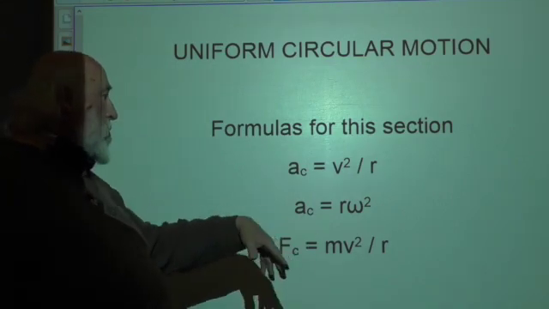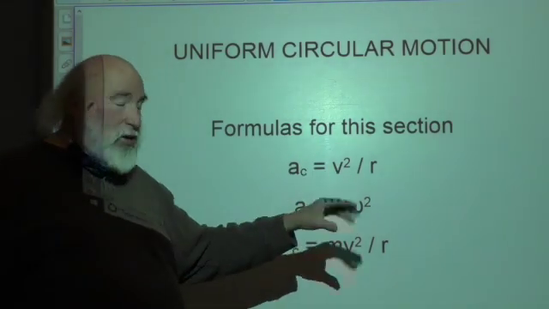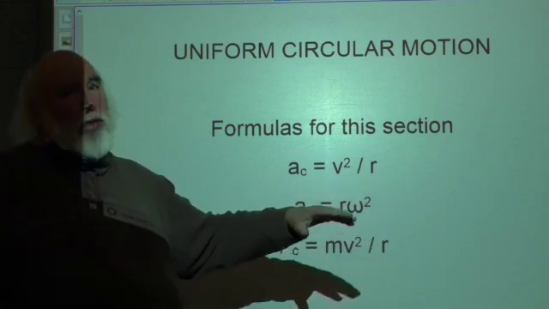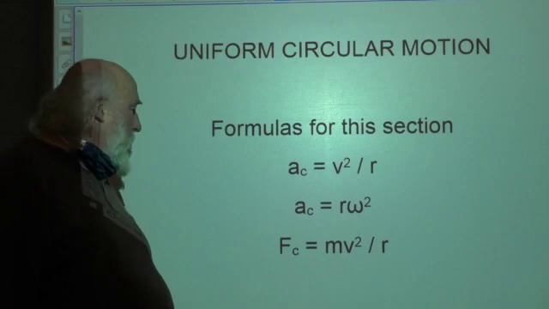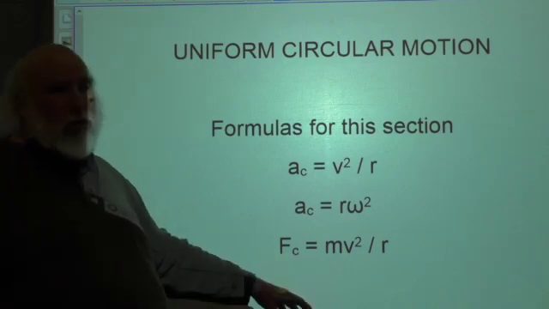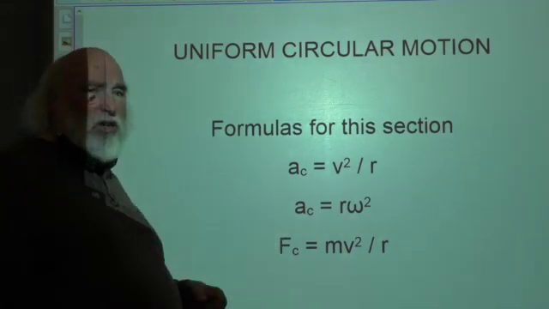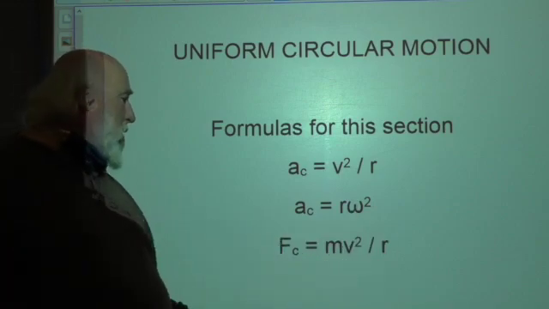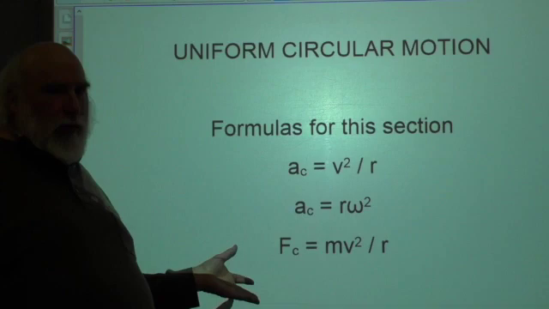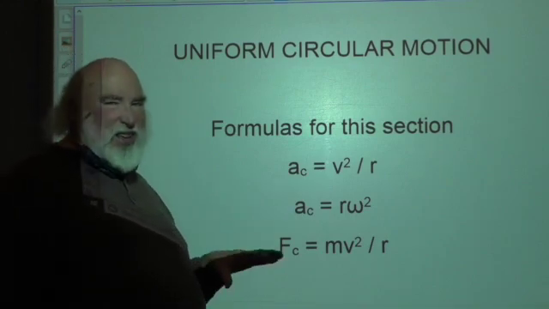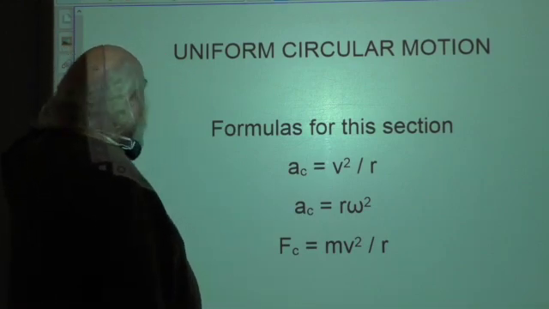It's also measured, this is in a linear fashion, this is in a circular or angular fashion here. And then centripetal force, the force pulling the object towards the center as it's trying to get away from the center, is mv squared over r. So these three formulas are going to be important in this section. So let's talk about how we got that.